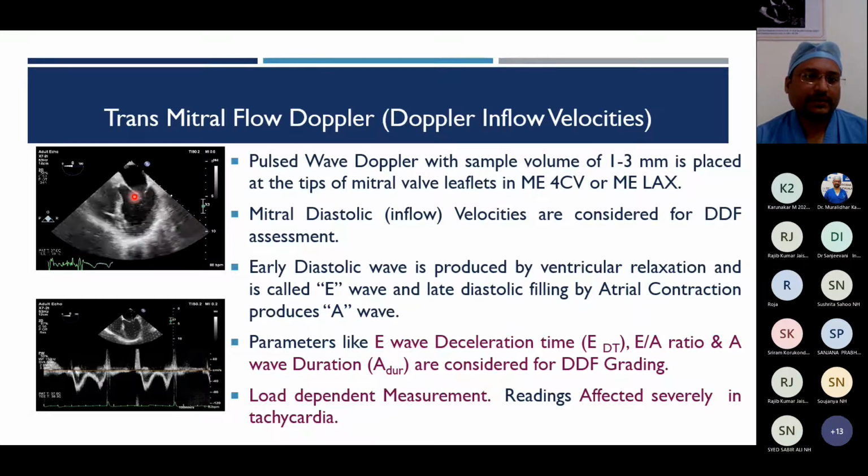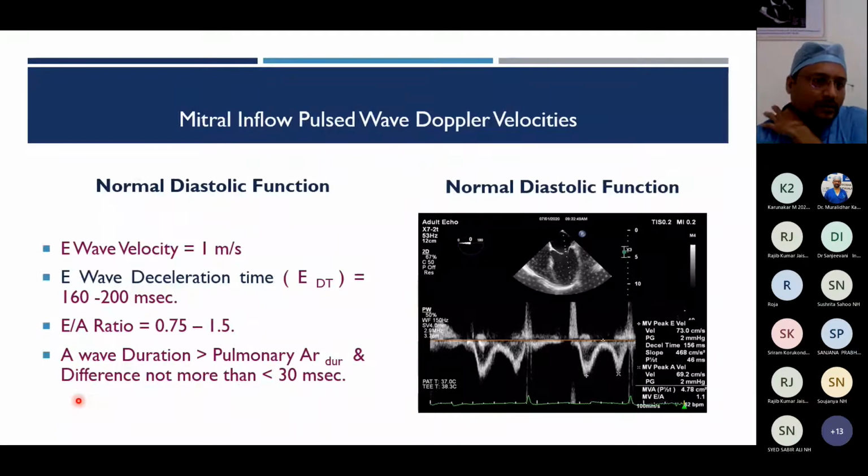So here there is a mid-esophageal 4-chamber view, and we have put a pulse wave Doppler across the tips of the mitral leaflets in the mitral inflow, and we get a pattern like E and A. So there is an E wave, there is an A wave, and this is the mitral E wave deceleration time. The normal diastolic function is that the E wave velocity is usually 1 meter per second. E wave deceleration time is 160 to 200 milliseconds. E by A ratio is 0.75 to 1.5, and the A wave duration is more than the pulmonary AR duration, and the difference is not more than 30 milliseconds.